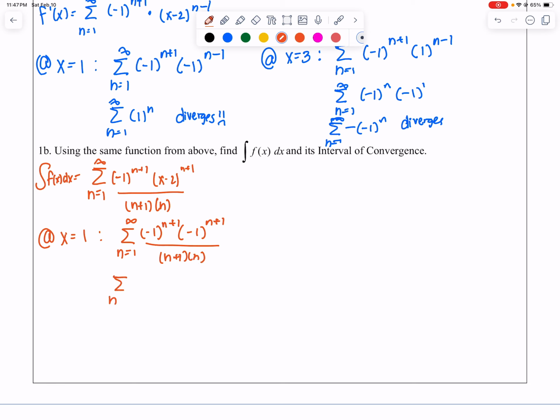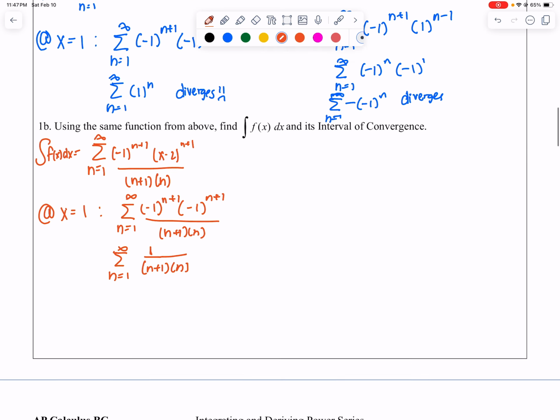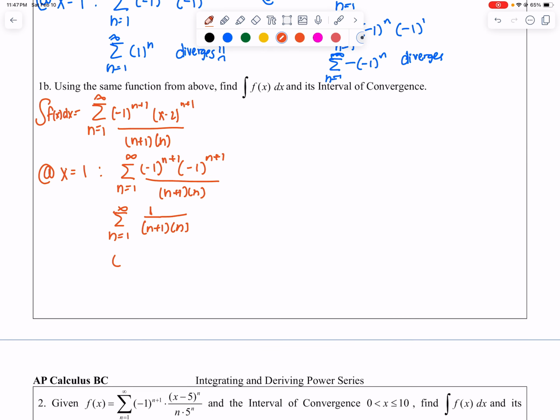And that simplifies down to, as we said earlier, this is just going to be 1. So 1 over n times n plus 1. This looks like a telescoping series because we're going to be using partial fractions eventually. So this right here will converge.